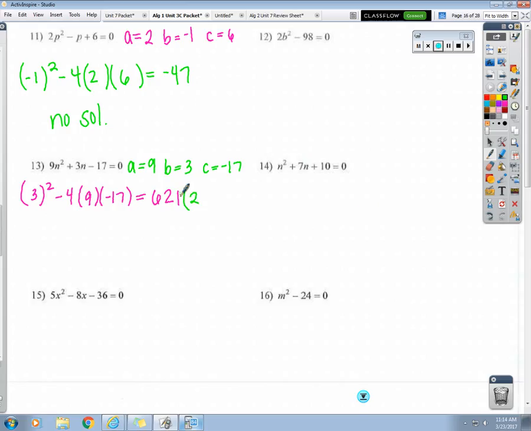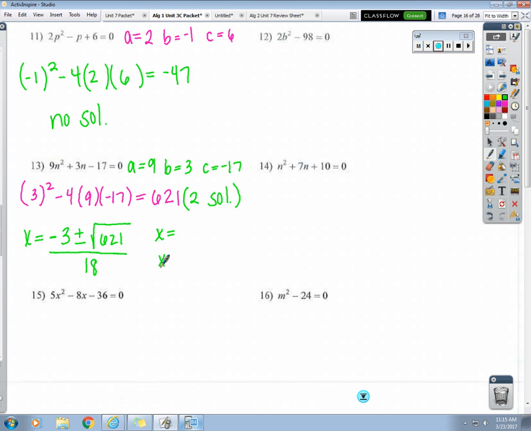What does a discriminant of 621 mean as far as solutions go? Anytime your discriminant is a positive number, it doesn't matter what it is, as long as it's positive, it means you're going to have two solutions. To find those two solutions, we continue with the quadratic formula. So x equals negative b, which is 3, plus or minus the square root of b squared minus 4ac, which we found to be 621, all over 2a, which will give you a 18, because your a value is 9, so 2 times 9 is 18.